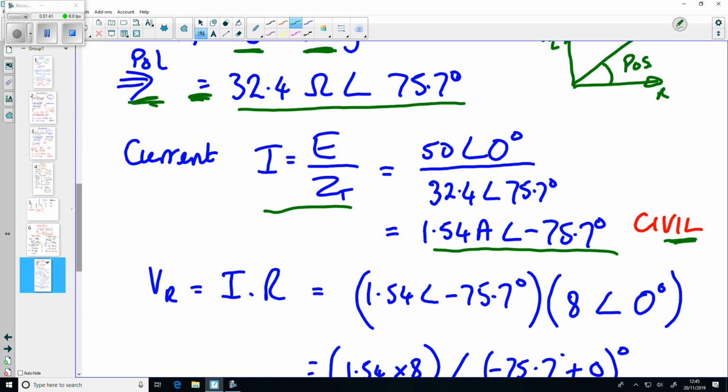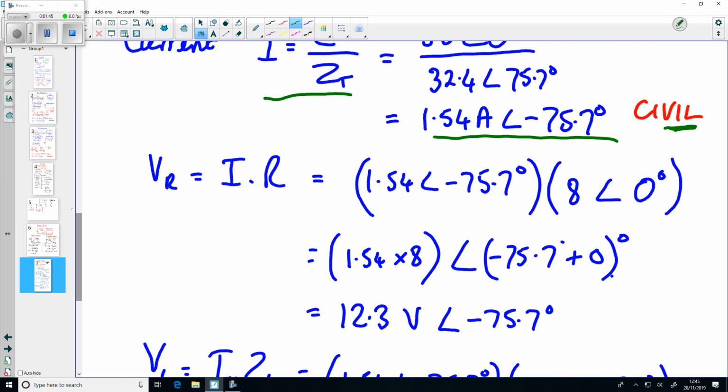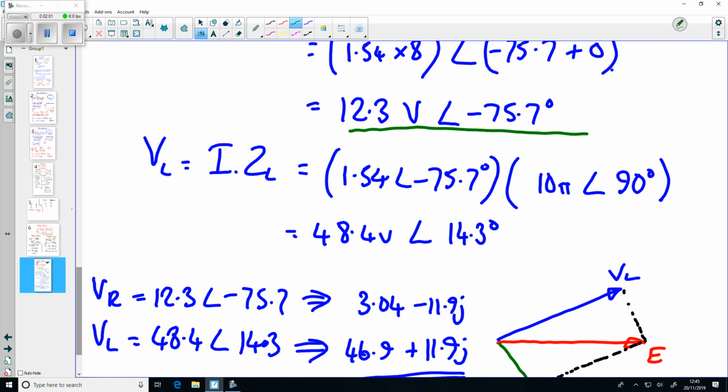Then we use that current to calculate VR. So again, Ohm's law with the complex current multiplied by the resistance, knowing that a resistor's got an angle of 0 degrees. We end up with 12.3 volts, angle minus 75.7. Same for the voltage across the inductor, 48.4.